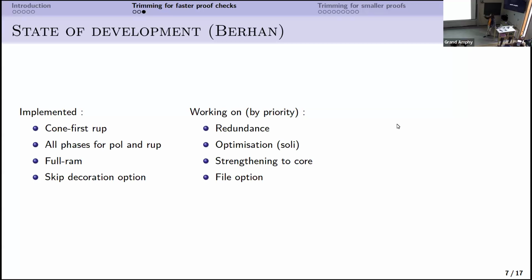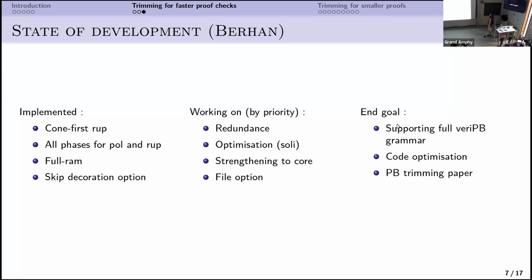Berhan is working on the redundance rule, some optimization, then strengthening to core, and finally the file option to trim big proofs. The end goal of this tool is to support the full VeryPB syntax, so we can have it as a tool we can use. To do that, we need some code optimization, because we want this trimmer to be fast, and in the end, we also want a PB trimming paper at some point.